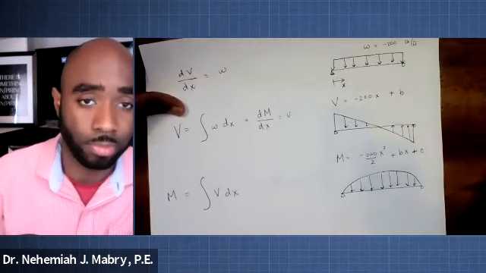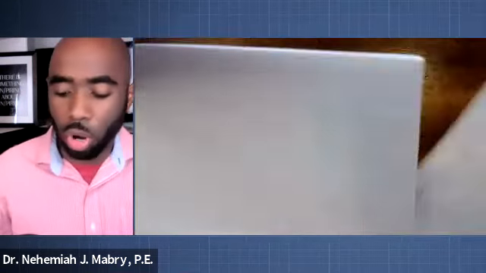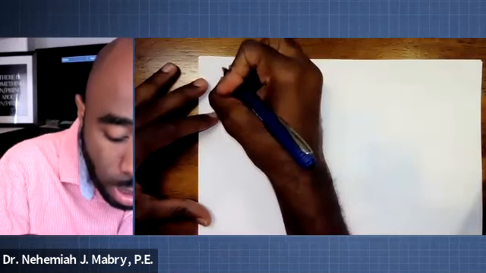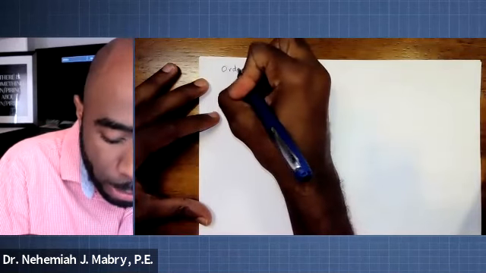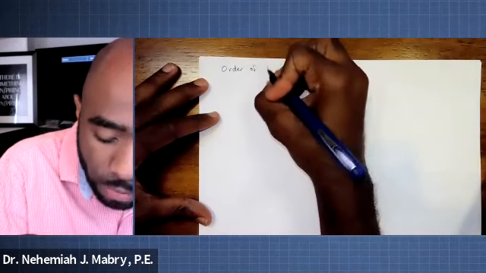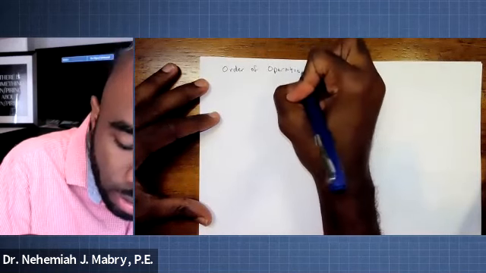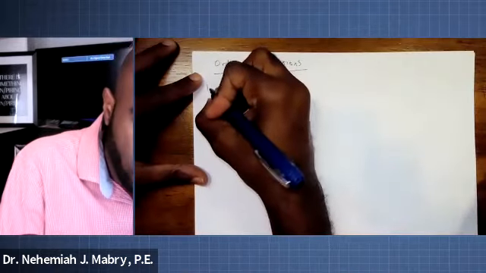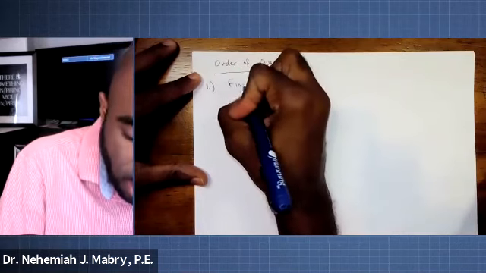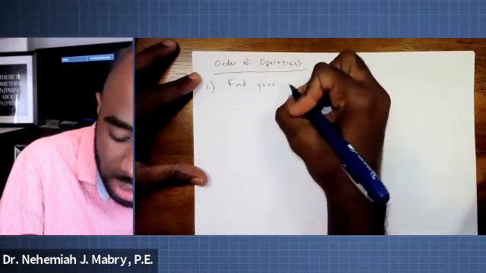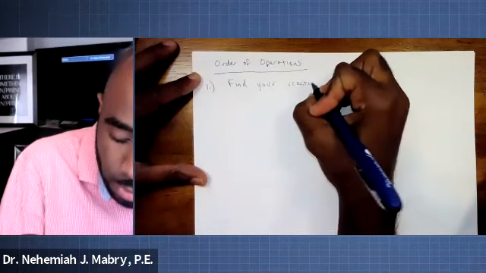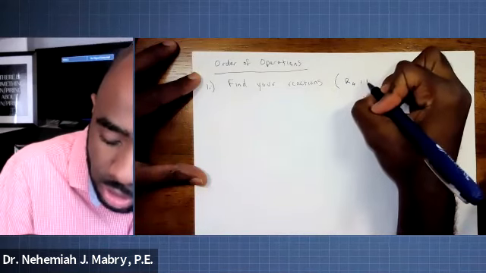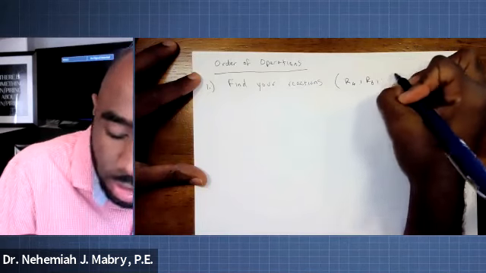Now, let's take a look at some order of operations. I'm going to give you a play-by-play procedure, some steps when it comes to solving for our shear moment diagram of beams. Order of operations is what we'll call this. Number one, find your reactions. In other words, what is RA? What is RB? And so forth and so on.